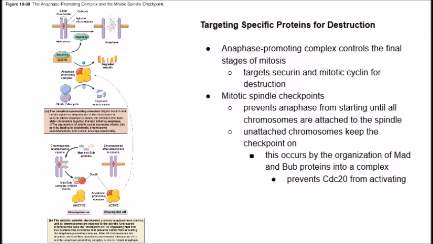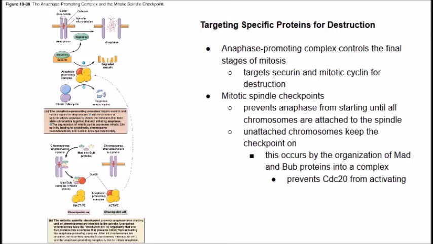In the bottom half of the figure, it shows the mitotic spindle checkpoint. The mitotic spindle checkpoint prevents anaphase from starting until all chromosomes are attached to the spindle. As you see on one half, there is no spindle, and when there is no spindle, the MAD and BUB proteins are attached to the anaphase promoting complex.